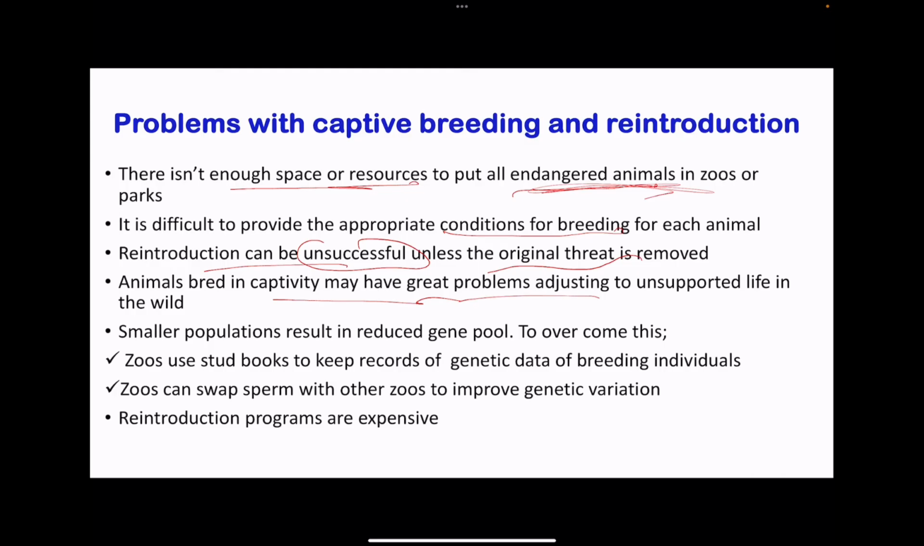Also in the zoos, the populations are going to be smaller. There's going to be a smaller gene pool. However, this can be overcome, and again you have to remember this for your exam. The smaller gene pool can be overcome by using stud books, and these keep records of genetic data for breeding individuals so that an organism doesn't breed with the same individual over and over, because that will be decreasing genetic variation or genetic diversity. Also, zoos can swap sperm with other zoos to improve genetic variation. And another problem is the reintroduction programs for these captive bred organisms are going to be expensive.